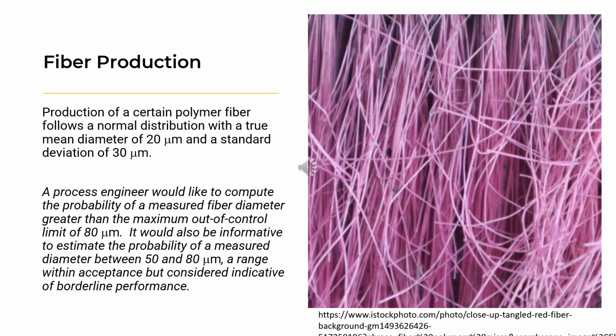Our next manufacturing example involves fiber production. Production of a certain polymer fiber follows a normal distribution with a true mean diameter of 20 microns and a standard deviation of 30 microns. A process engineer would like to compute the probability of a measured fiber diameter greater than the maximum out-of-control limit of 80 microns. It would also be informative to estimate the probability of a measured diameter between 50 and 80 microns, a range within acceptance but considered indicative of borderline performance.